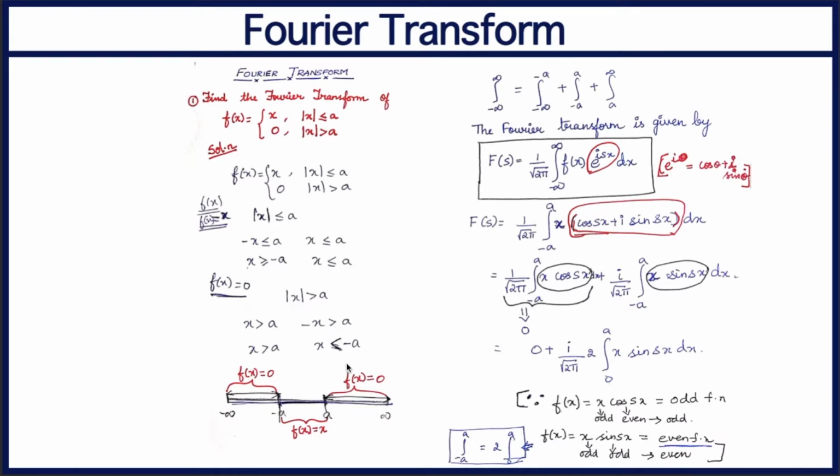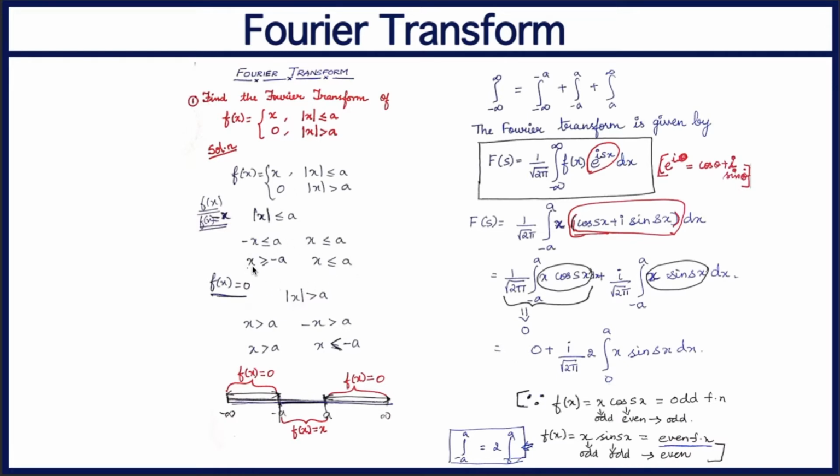So now we'll have the Fourier transform. What is the Fourier transform? Here the integral is from minus infinity to infinity. So here I'm writing from minus infinity to infinity. Then it is given in your question here, modulus of x less than or equal to a. So I am going to take this part first.